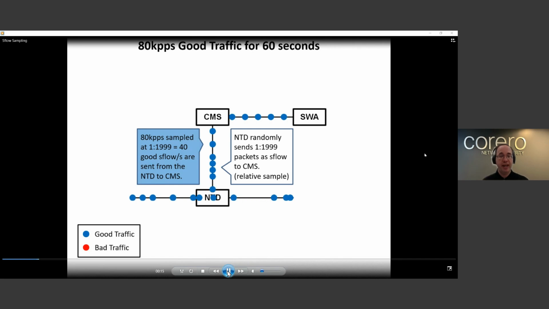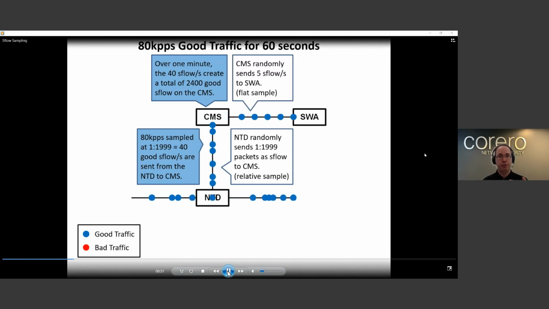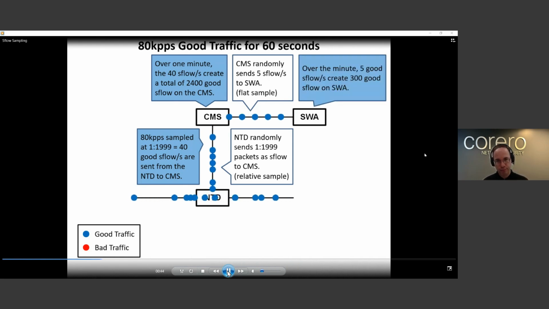Now, when that 40 a second piles up over a minute, that means over the minute, the CMS will have 2,400 good samples on it, blue, whatever you want to call them. Now, during the minute, the CMS every second picks 5 randomly out of that 40. So that's the flat sample, and sends them to the analytics. So every second, 5 go to the SWA.